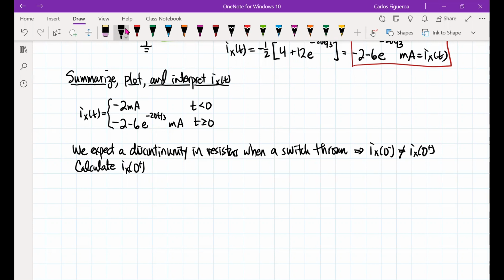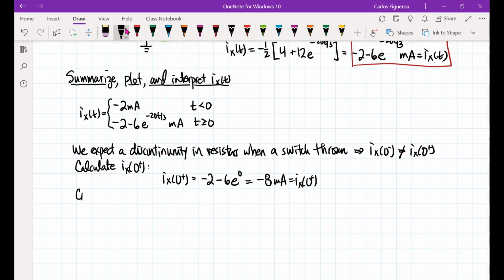Okay, so here I go. I'm going to use my second relationship. So this tells me that Ix of 0 plus is going to be minus 2 minus 6 e to the 0, which then gives me minus 8 milliamps for Ix of 0 plus.